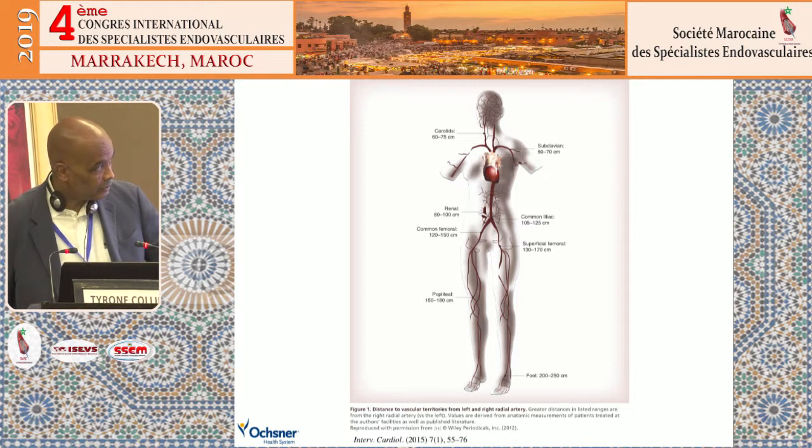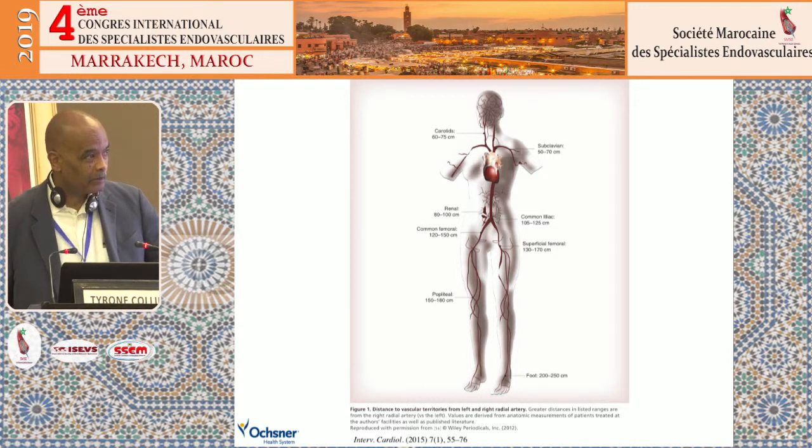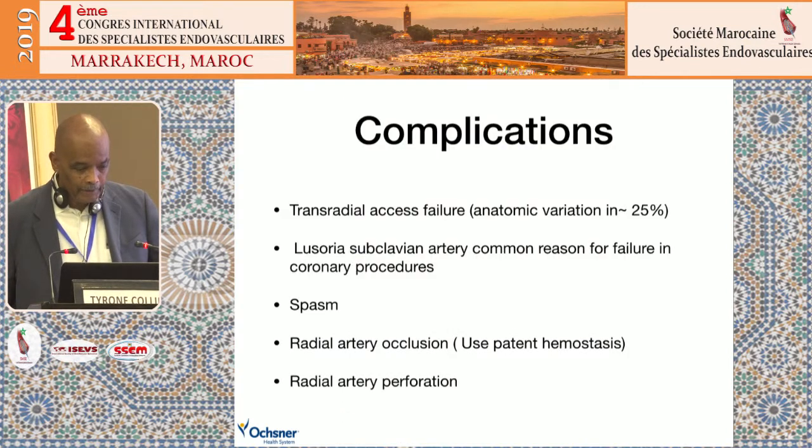This is a diagram that basically shows you the typical lengths you would need to get to certain areas in the circulation. And you can see for the popliteal, you need 150 to 180 centimeters for the average patient. So none of us really have that kind of inventory in our cath labs yet. Complications of transradial access: anatomic variation is found with failure to obtain access in about 25% of patients.